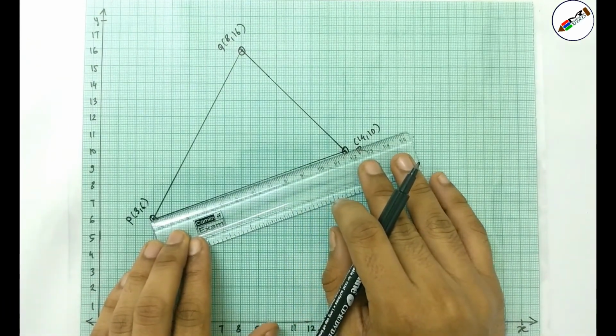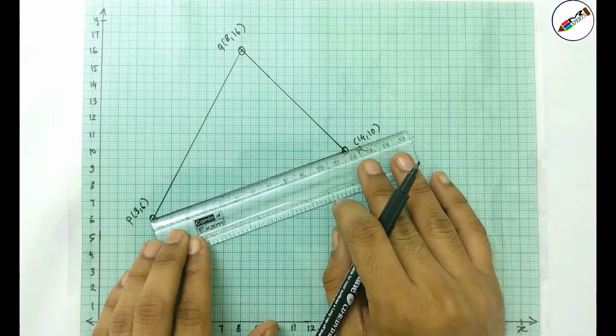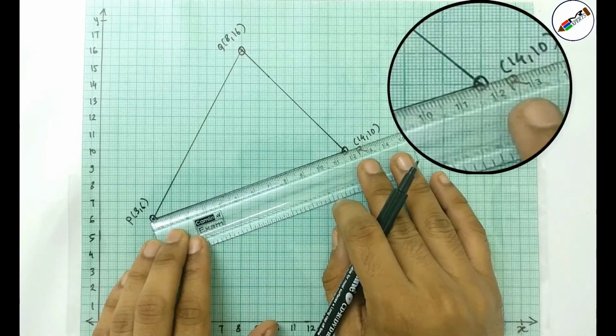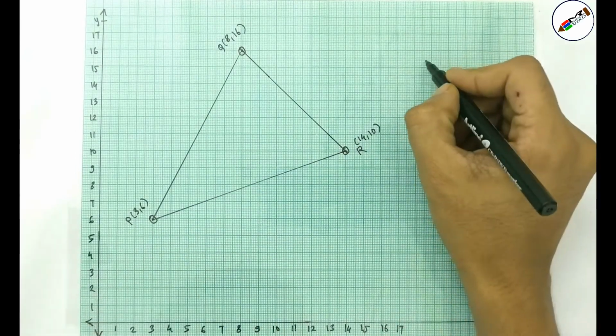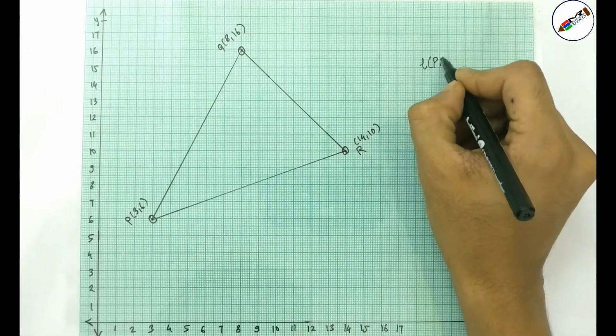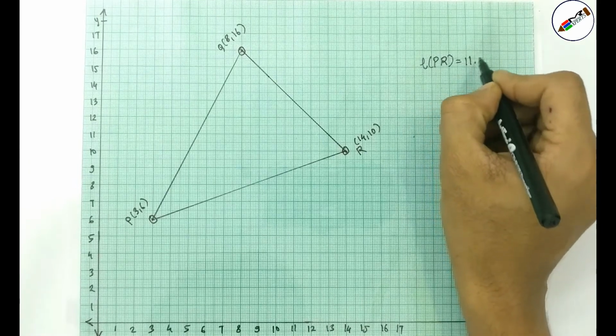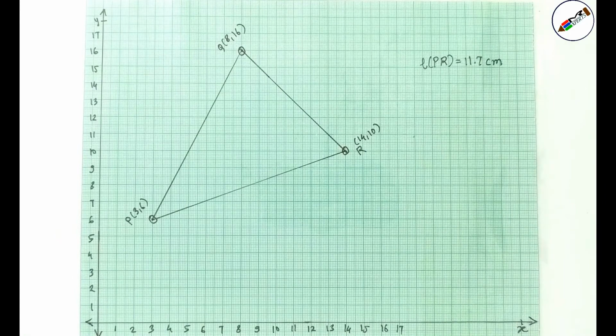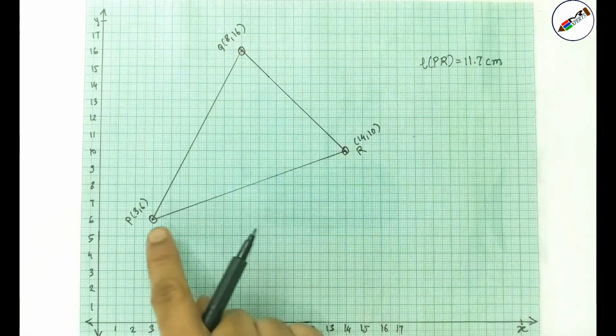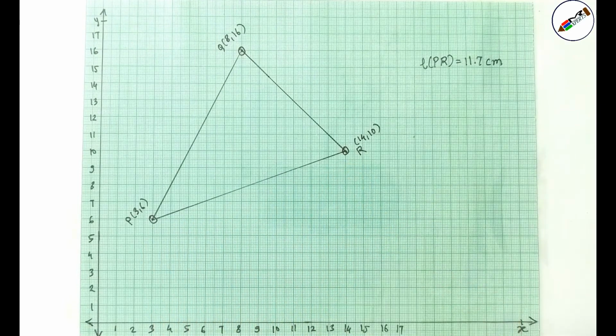As we can see clearly that the length of line segment PR is exactly 11.7 centimeter. So let us write down length of line segment PR to be 11.7 centimeter. Now we need to drop the height from the opposite vertex, which is Q, on the line segment PR, which is the base of the triangle. So let us drop it.